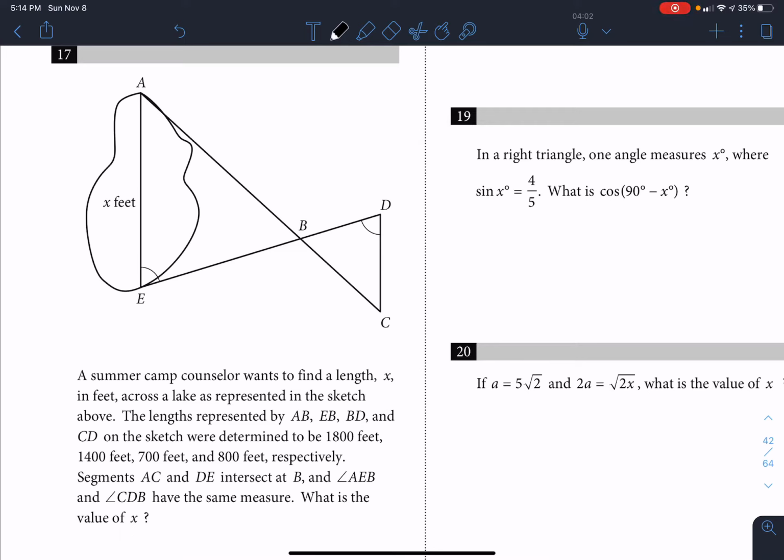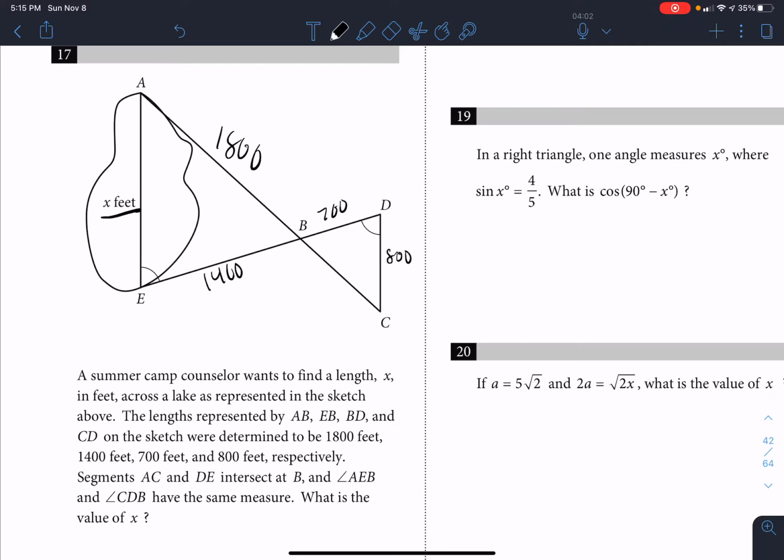Hey, welcome back. For number 17, a summer camp counselor wants to find the length x in feet, that's here, across the lake as represented in the sketch above. The lengths represented by AB, EB, BD, and CD on the sketch were determined to be: AB is 1,800, EB is 1,400, BD is 700, and CD is 800, respectively.